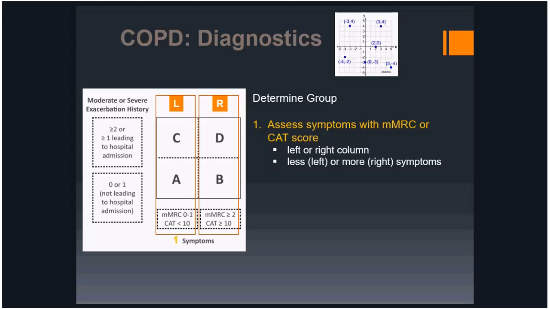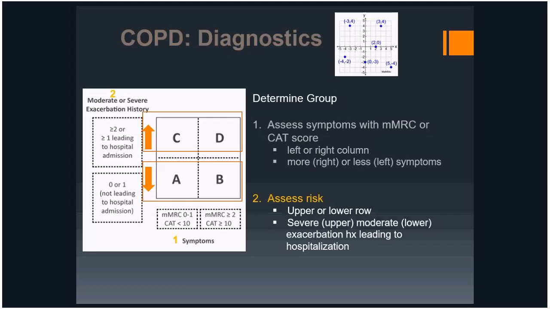If they score 0 to 1 on the MMRC, or on the CAT if they score less than 10, they will end up on the left side, either A or C. However, if their MMRC score is greater than or equal to 2, or if their CAT score is greater than or equal to 10, they will end up on the right side having more symptoms, which means they will either be in group B or D. So that's the first thing. We assess symptoms based on the questionnaire that the patient would have filled out.